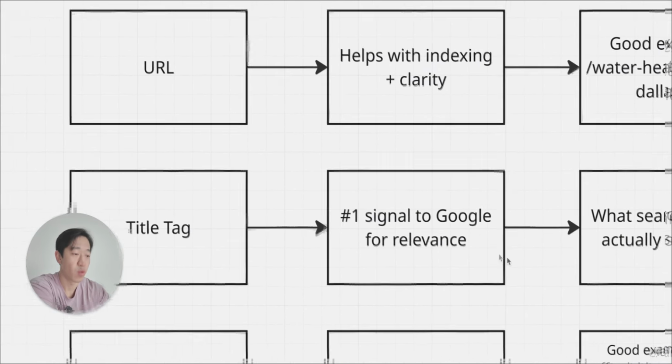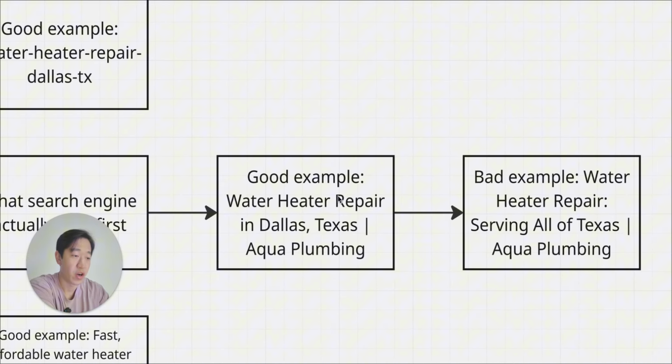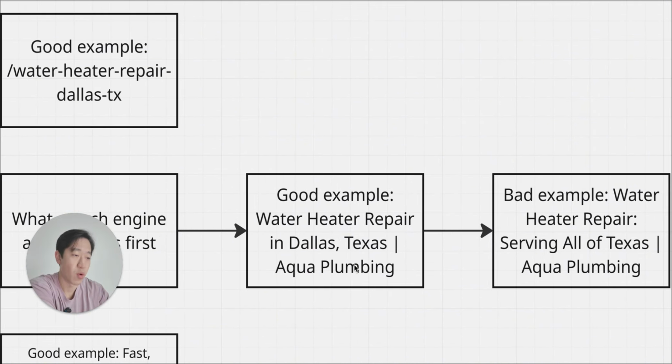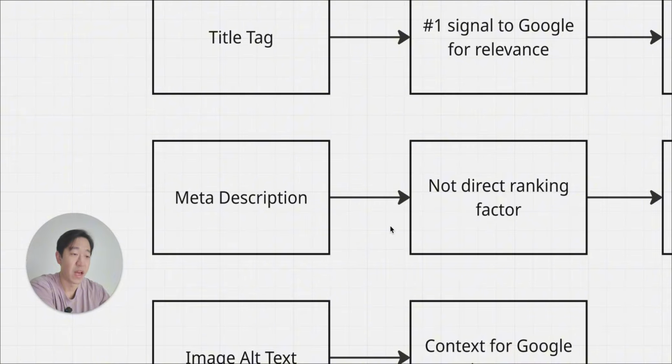The title tag, the #1 signal to Google for relevance, is essentially what the search engine actually sees first. A good example would be water heater repair in Dallas, Texas. A bad example would be water heater repair serving all of Texas, Aqua Plumbing. The good example sends more direct signals to Google on the specific city that you're currently in instead of just serving all of Texas.